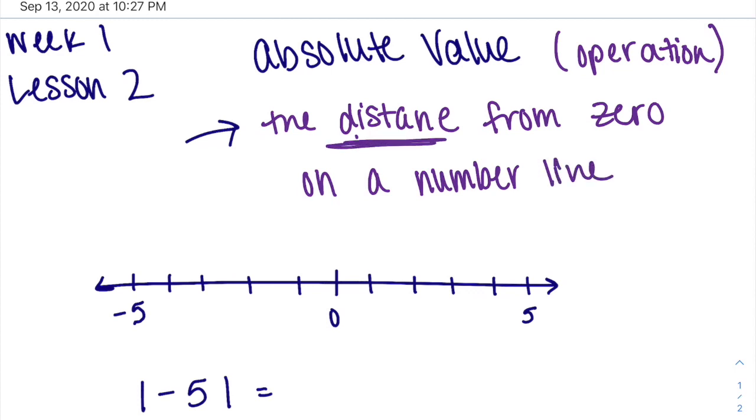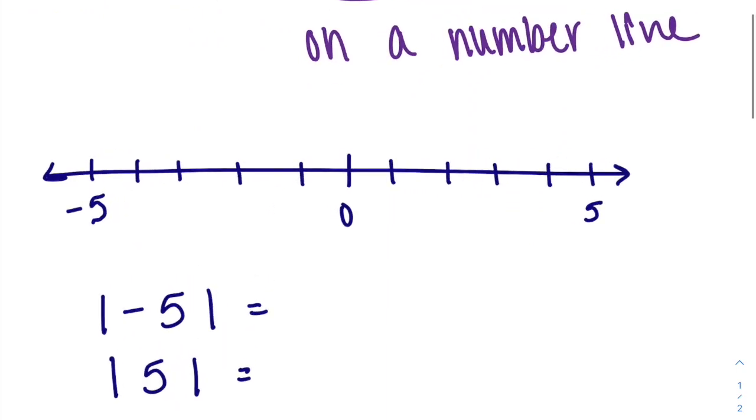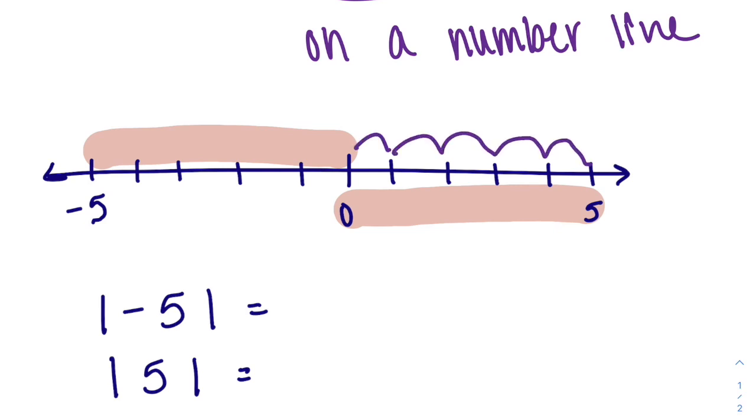This right here does not say distance. The distance from zero on a number line. So if we look at this number line right here, I drew -5, 0, and 5. -5 and 0 and 0 and 5 are the same exact distance away from each other. -5 is just as far away from 0 as 5 is from 0. They are both 5 spots away. So 1, 2, 3, 4, 5. They're just in different directions.